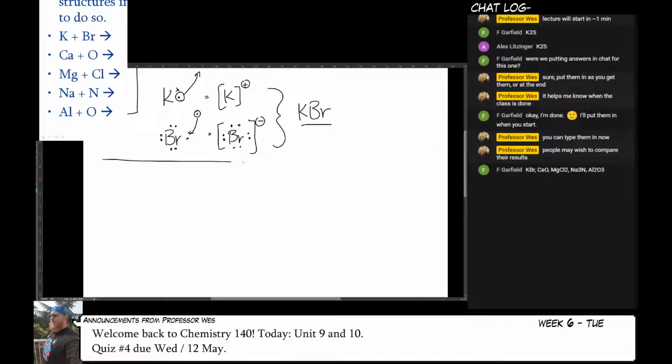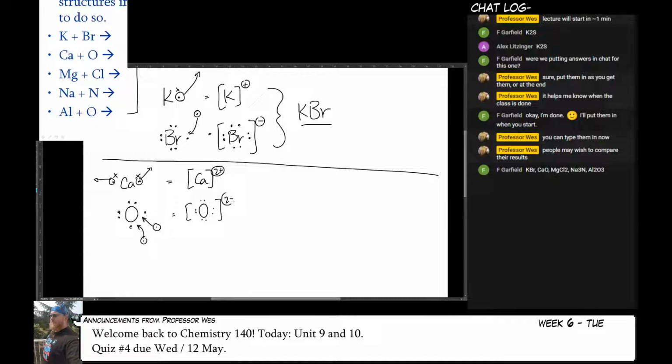All right, so the next one, I think we already did calcium and oxygen, but same process. We'll get rid of these two. That's the ion that forms. And then for oxygen, oxygen starts with 6. I'll give it an electron. I'll give it another electron. That's what my oxygen looks like now. And you can see that those two charges balance out because they're equal. So my formula must be that.